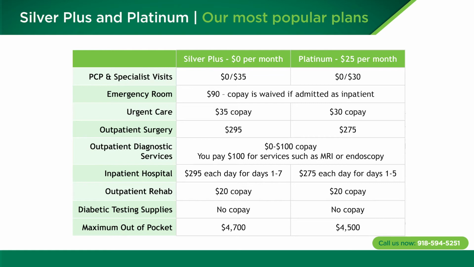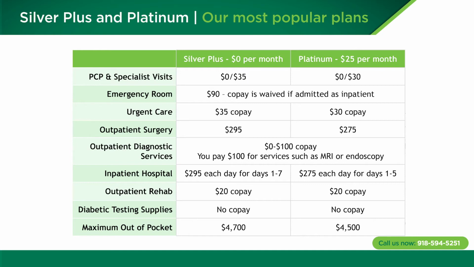The chart you see here shows the more common benefits on our Silver Plus and Platinum plan. You'll see here that the copays on these two plans are very similar. In fact, you have no copay for primary care doctor visits. You've got very low copay for specialists. You'll also see that our emergency room copay is $90 for both of these plans. And keep in mind that if you have an emergency room visit and you're admitted as an inpatient within 48 hours, that copay is returned to you.